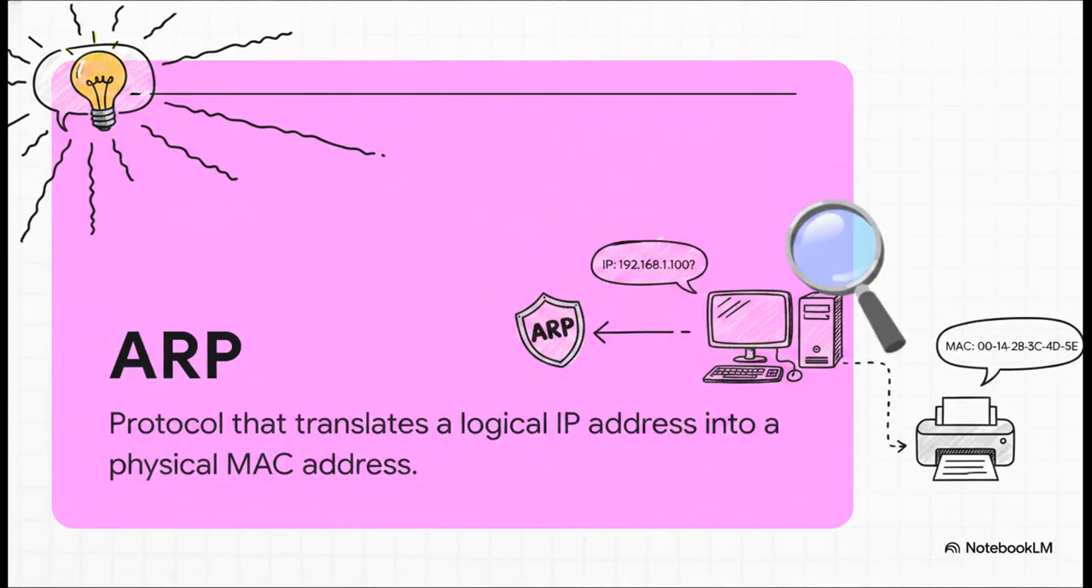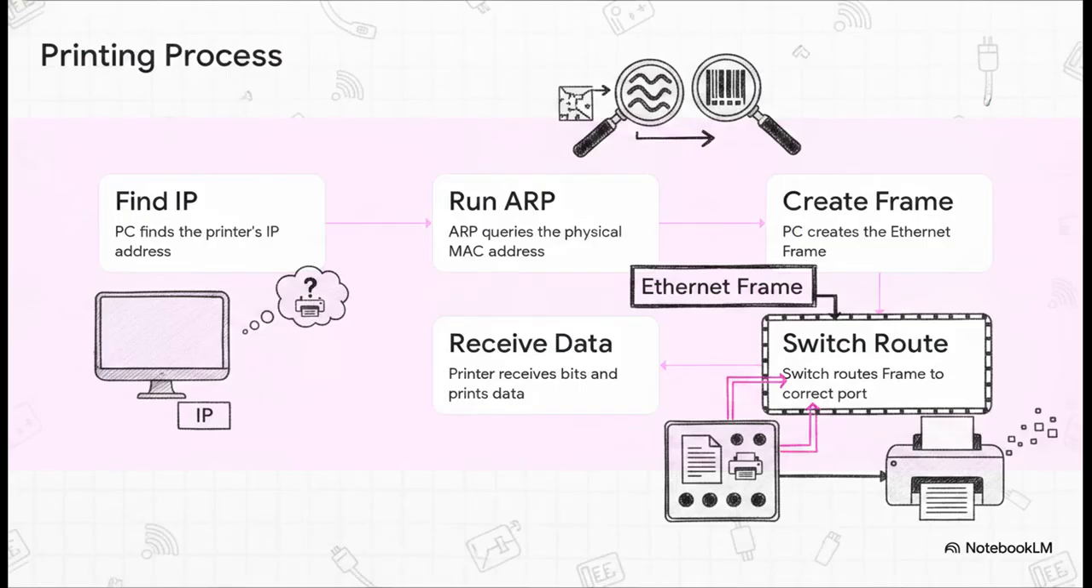Enter the hero of the day, ARP, or the Address Resolution Protocol. It bridges the gap between the internet layer and the network access layer. Whenever your computer knows an IP but is missing the MAC, it uses ARP to basically shout out to the whole local network, hey, whoever has this specific IP address, please reply with your MAC address right now. The printer hears it, realizes it's being called, and sends back its permanent physical MAC address. Boom, mystery solved.